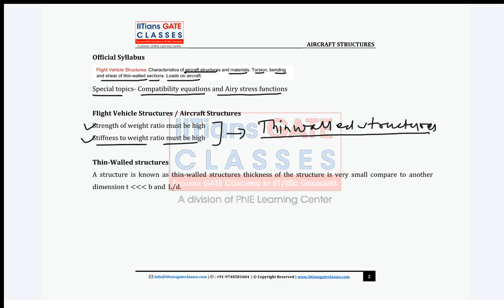Now, we told that usually in a flight vehicle structure, to optimize or restrict weight, we use thin walled structures. So what is a thin walled structure? Can anybody tell? A structure is known as thin walled if its thickness is very small compared to other dimensions like width, length, or depth. And usually, are thin walled structures a plane stress or plane strain problem? You have read plane stress and plane strain problems, right? So usually thin walled structures are plane stress problems.